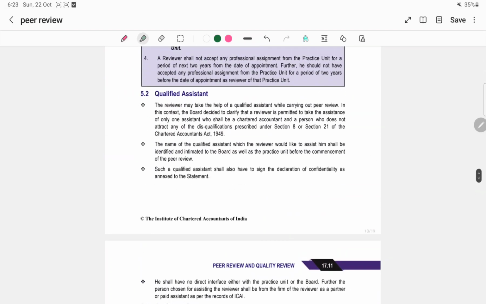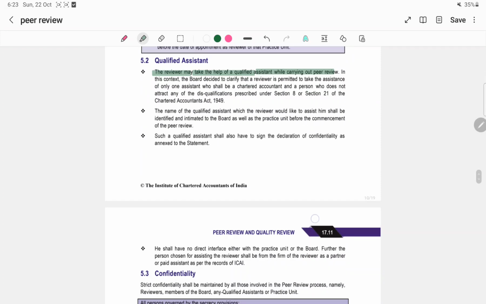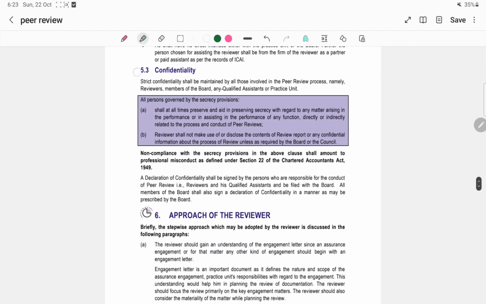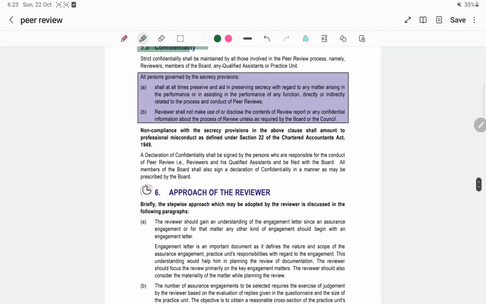Then a qualified assistant, you can understand that someone who helps is known as assistant. So the reviewer can take the help of a qualified assistant while carrying out peer review, and the qualified assistant should also be qualified and not disqualified. Now confidentiality they have to maintain, and if they don't maintain the secrecy provisions, that is the non-compliance with the secrecy provisions shall amount to professional misconduct, that is under section 22. So this will go in professional ethics chapter.